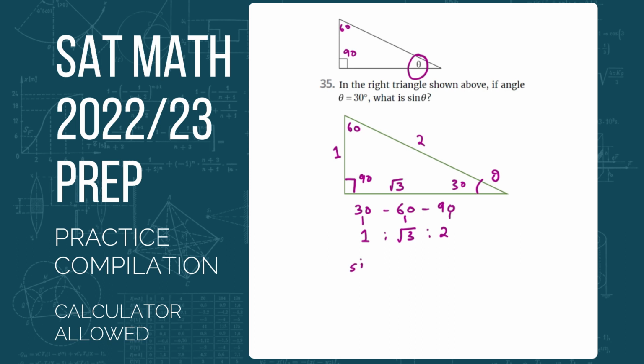And we know if you want to find sine of an angle, sine theta is equal to the opposite over hypotenuse. Here the opposite to 30 is 1 and our hypotenuse is 2. So sine theta is equal to half or 0.5.